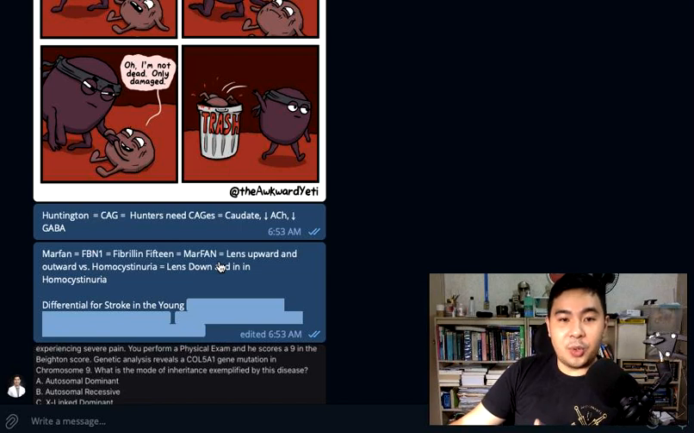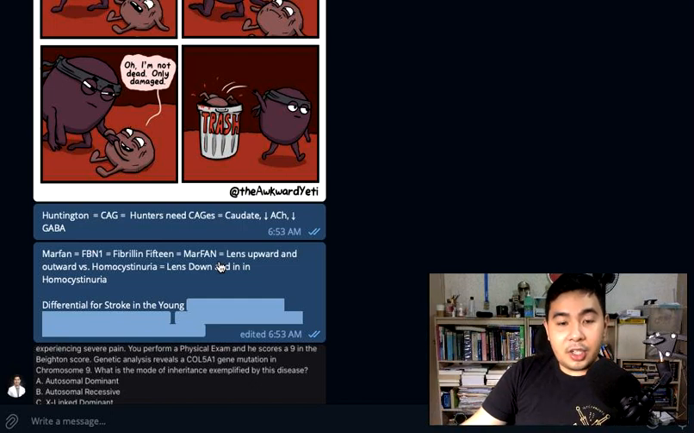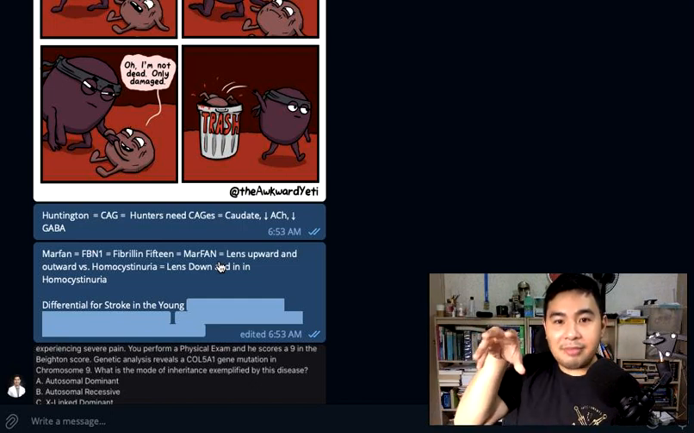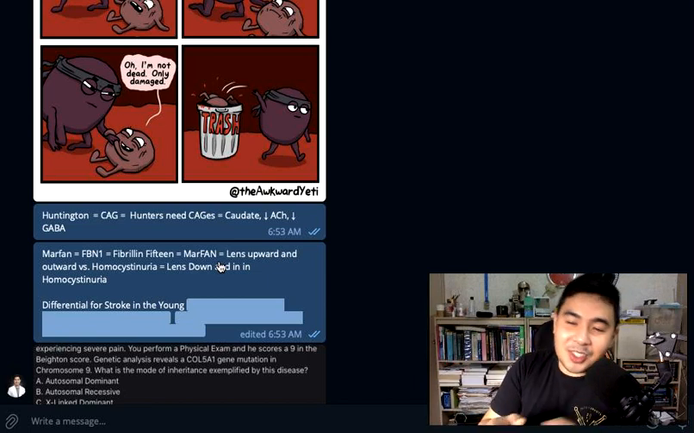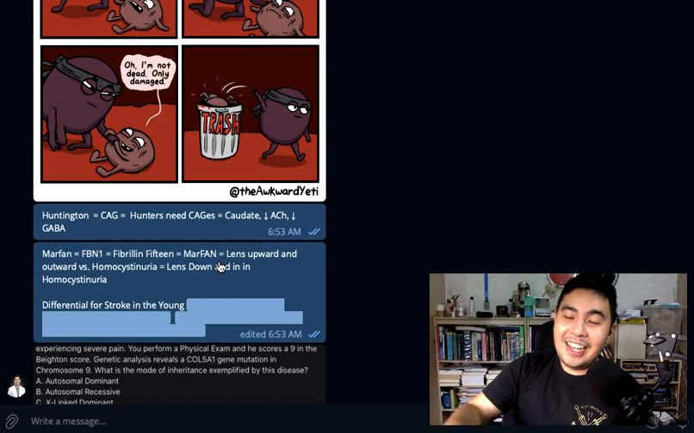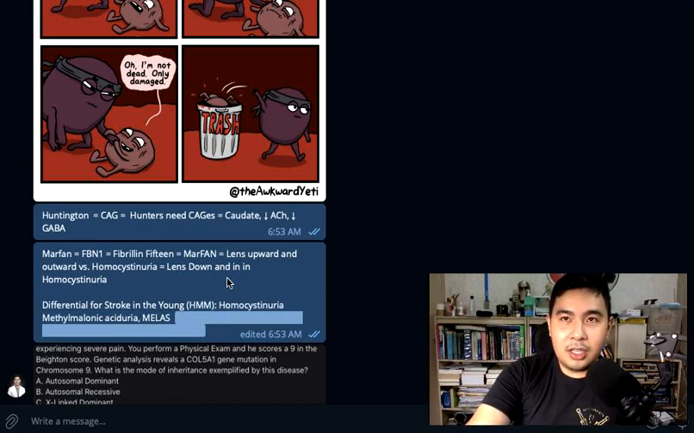Versus homocystinuria. So in homocystinuria, it's also like a weird eye thing that happens. So you might see that in an exam or in a question stem. The lens point down and in. So homocystinuria. And it's actually a differential for stroke in the young. Other differentials for stroke in the young would include homocystinuria, methylmalonic aciduria, and MELAS.